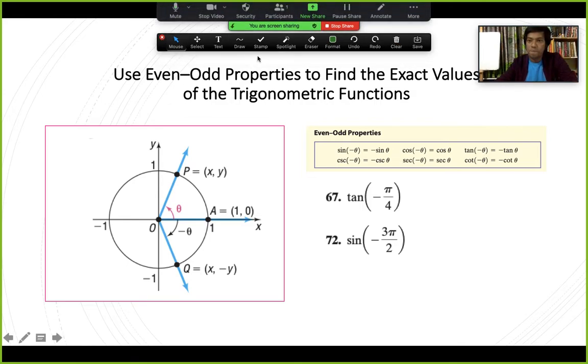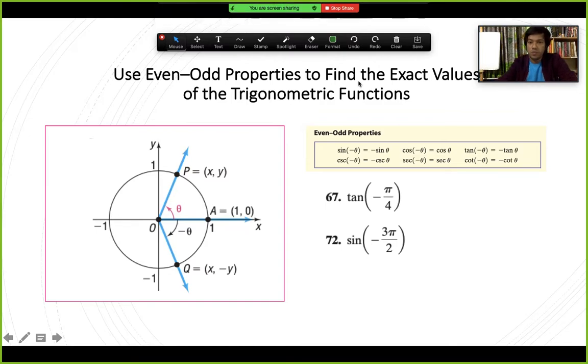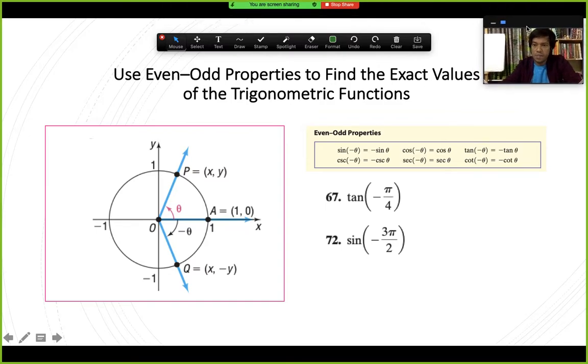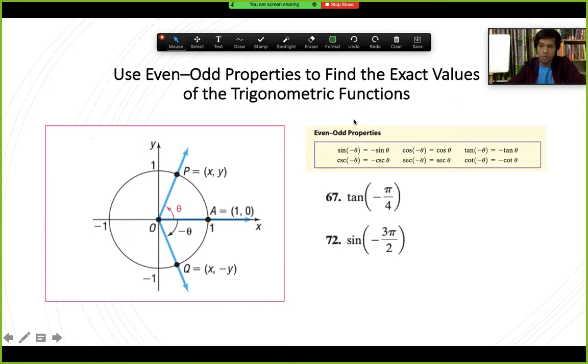Anyway, so even odd properties to find out the exact values. Just like the period, this is also another concept which we need to develop. You have some idea about the even function and odd function, because we have these things in our syllabus at different levels. In level 2 also, I think in a couple of sections we used it.